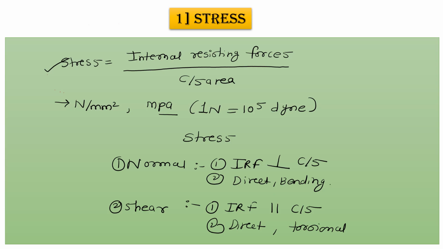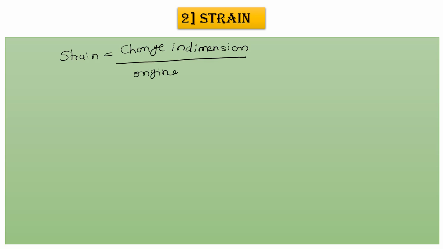Then second we move to strain. Strain is nothing but a change in dimension of any body. Change in dimension is possible when there is an application of some force on a body. Change in dimension to original dimension is a strain, and strain is a unitless quantity.